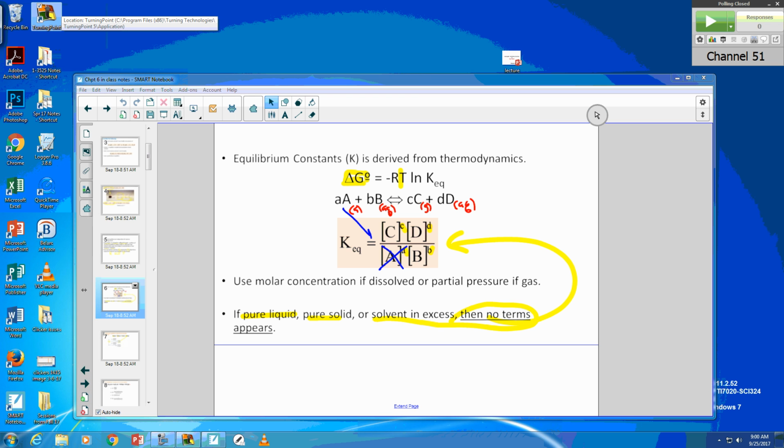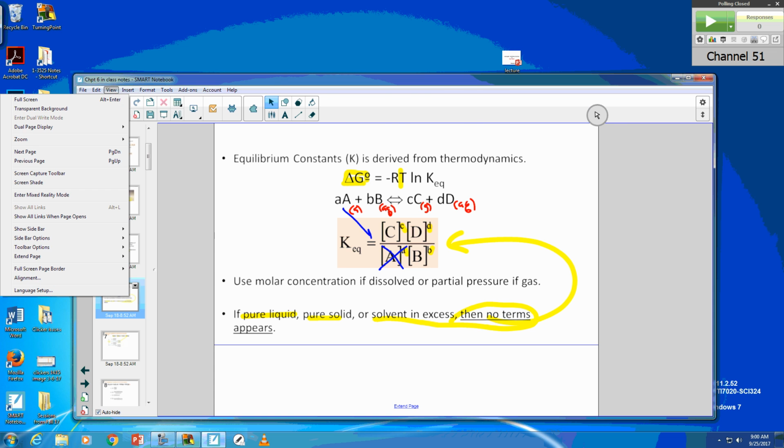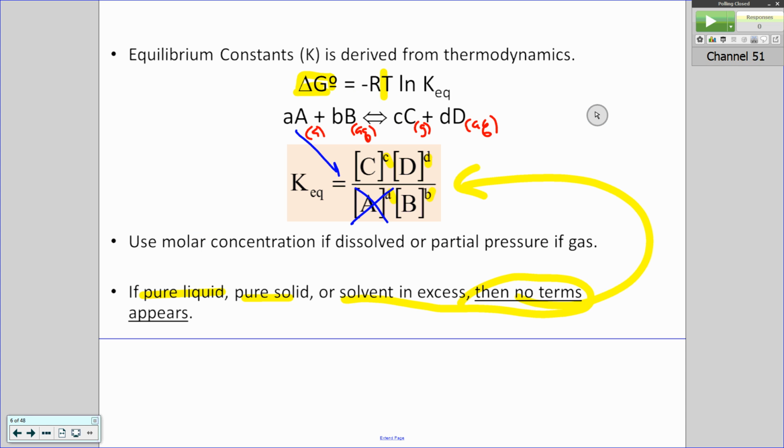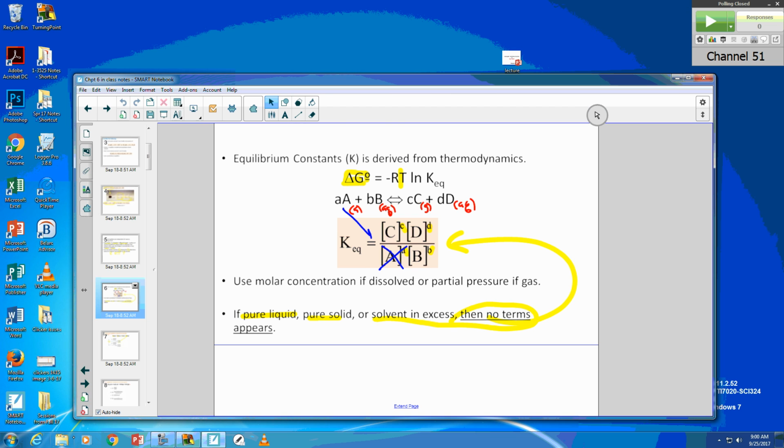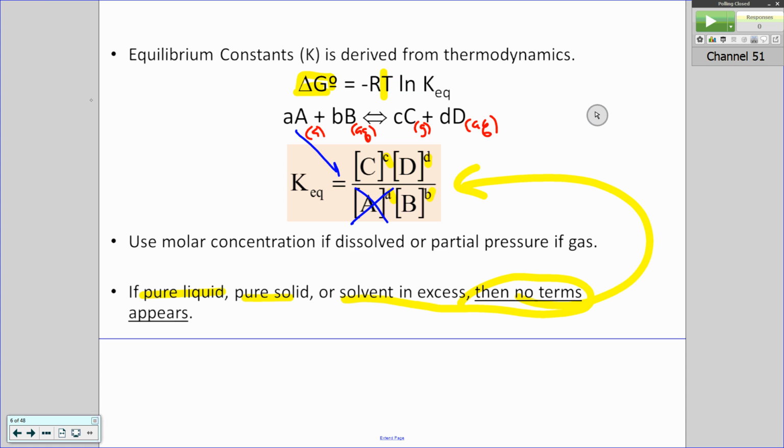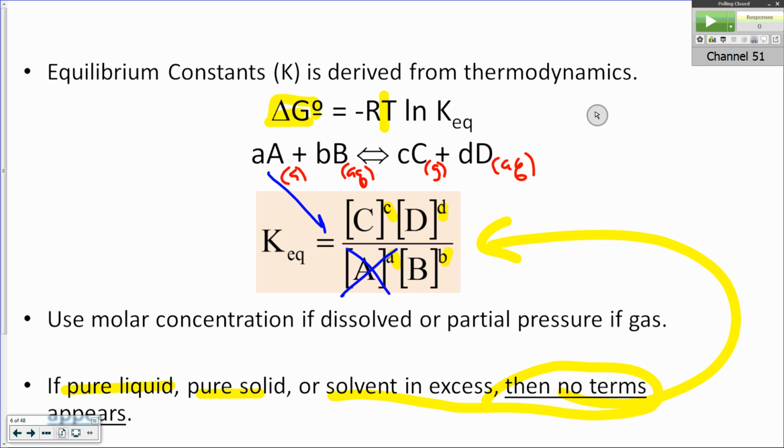All right, so we're going to continue in chapter 6. The thing that we're talking about is these equilibrium constant expressions, and this was the last example that I did before we did a clicker question.